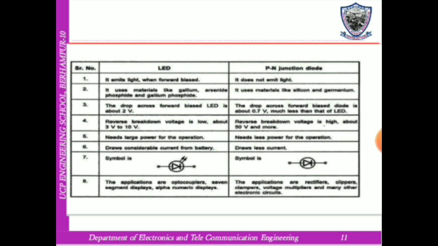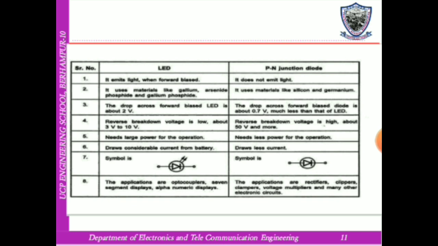Difference between LED and PN junction diode. LED emits light when forward biased. It uses materials like gallium arsenide phosphide and gallium phosphide. The drop across a forward biased LED is 2 volt. Reverse breakdown voltage is about 3 volt to 10 volt. It needs large power for operation. It draws considerable current from the battery. And this is the symbol of LED.